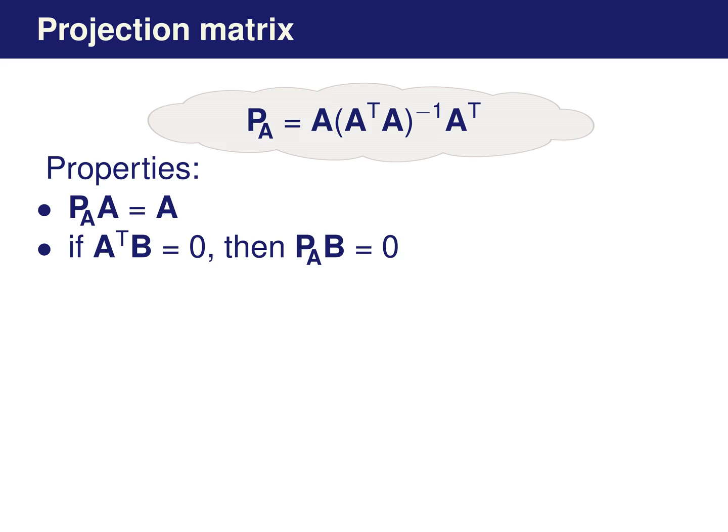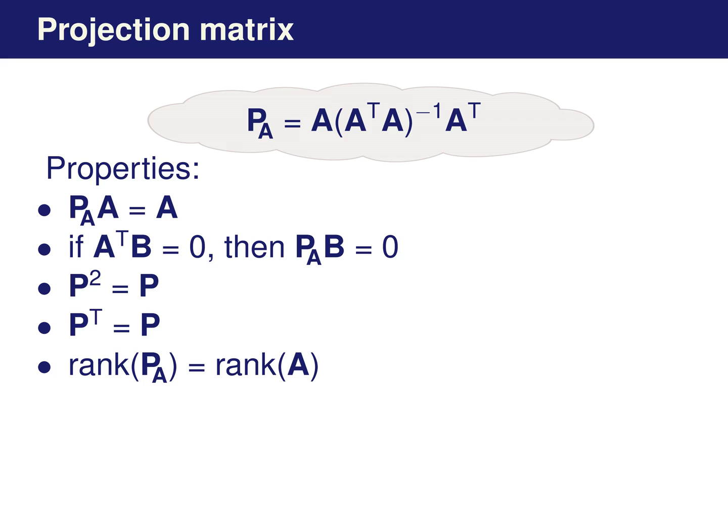Let's look at some of the other properties of an orthogonal projection matrix. P squared equals P. Once a vector has been projected into a subspace, applying the projection matrix a second time doesn't do anything. P transpose equals P. The projection operator is symmetric. This ensures that the projection is orthogonal. The rank of P equals the rank of A. From this it follows, if A is an invertible operator, then P equals the identity operator.